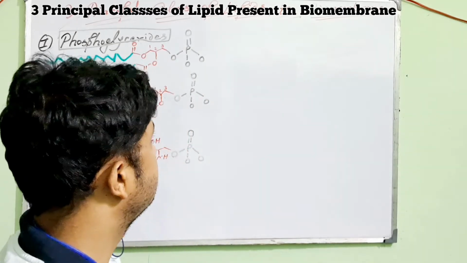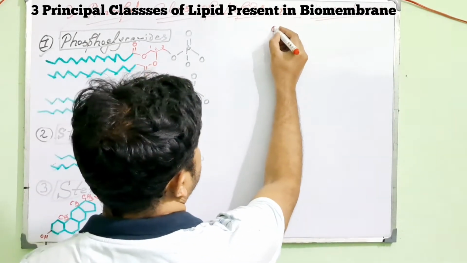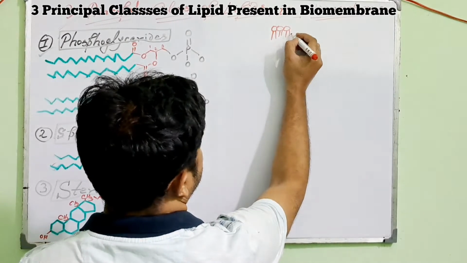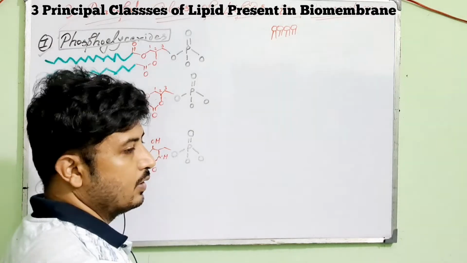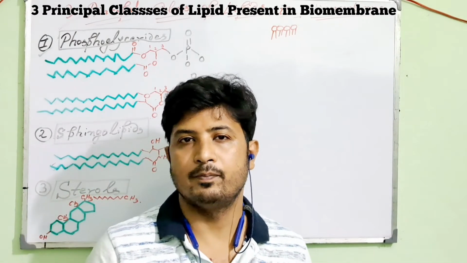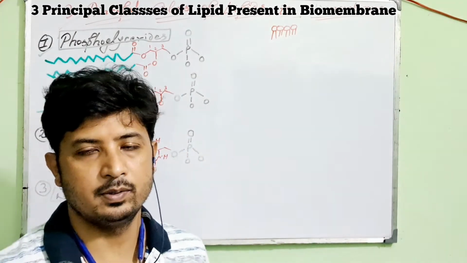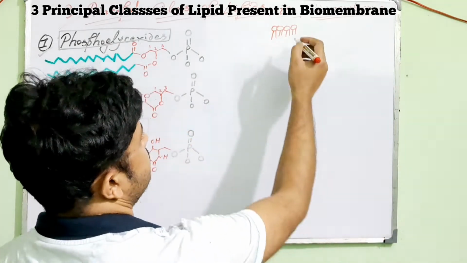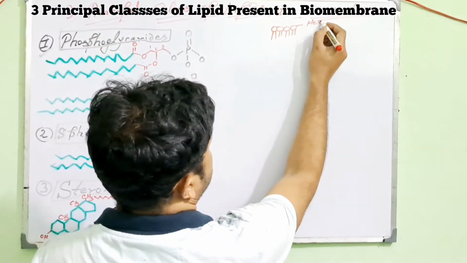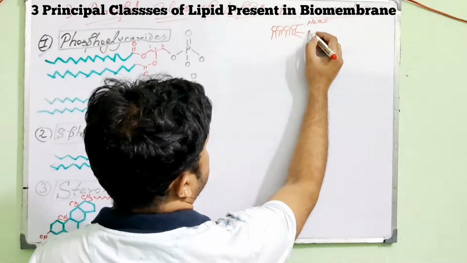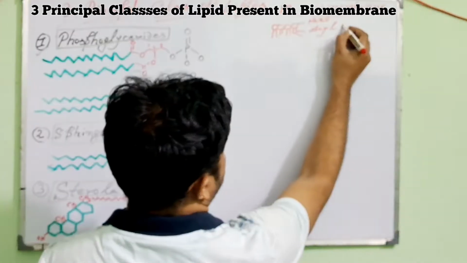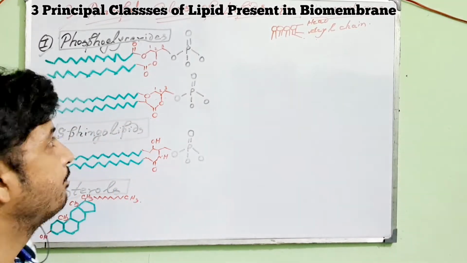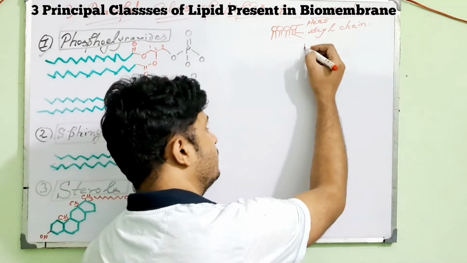Let me draw a picture, it will be clear to you. So I hope generally when you see a membrane, biomembrane or phospholipid bilayer, you will be observing this kind of a structure where this is the phosphate head group and these two are acyl chains or hydrocarbon chains, you can say. Now this is called phospholipids.